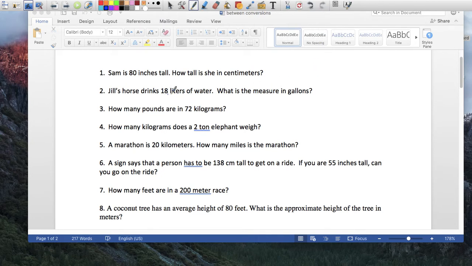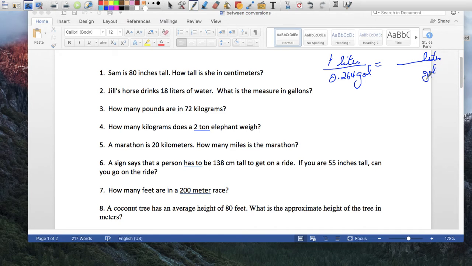Jill's horse drinks 18 liters of water. What's that measured in gallons? So we're going from liters to gallons, so we're going from metric. Let's look on the left side. 1 liter is how much in gallons? It equals 0.264 gallons. So liters on top, gallons at the bottom.